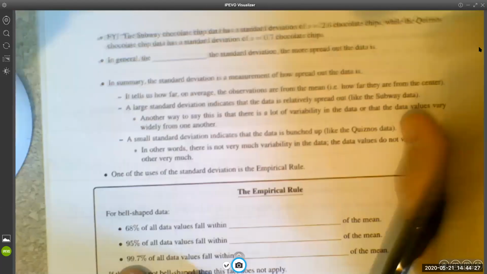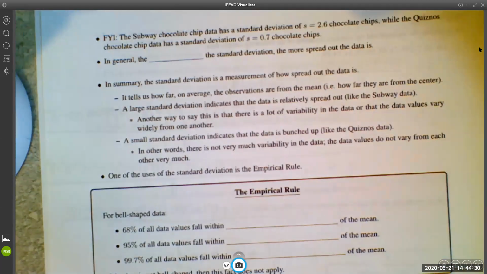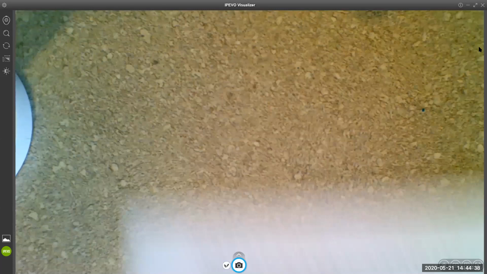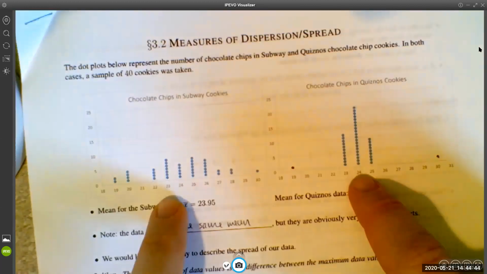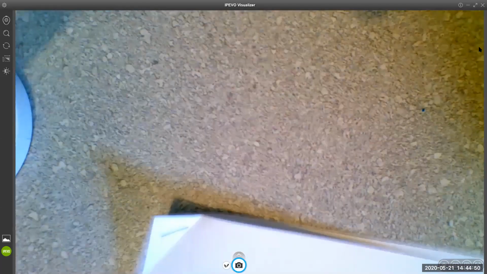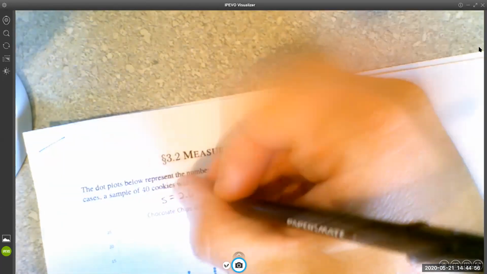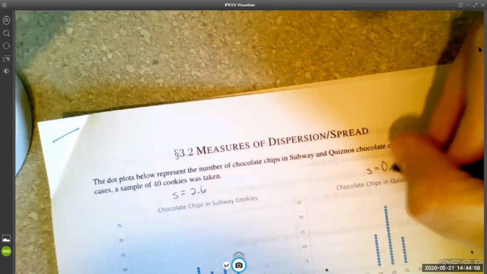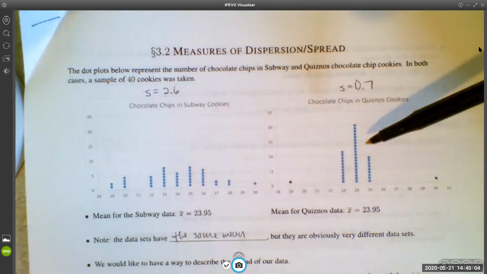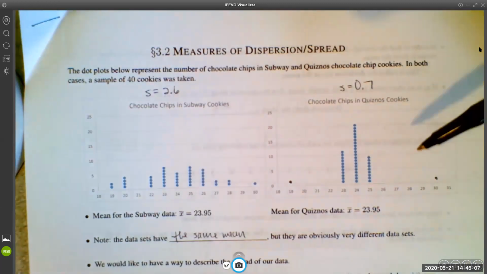For your information, the Subway chocolate chip data had a standard deviation of 2.6, and the Quiznos chocolate chip data had a standard deviation of 0.7. Going back to the front page, remember this is what started the whole conversation, looking at these two sets of data. The standard deviation here was 2.6, and here was 0.7. So now you can see that the standard deviation is doing a much better job at describing the spread of the data.